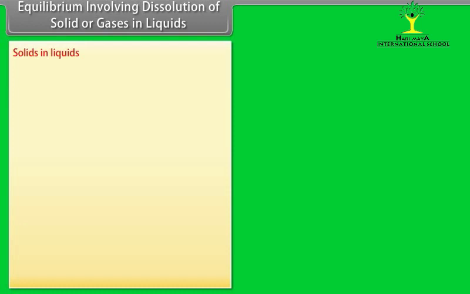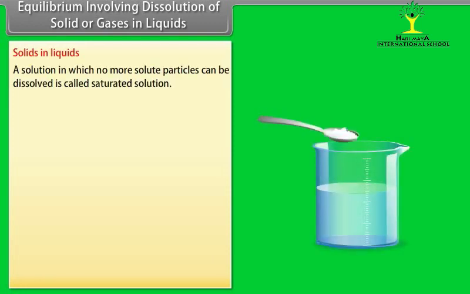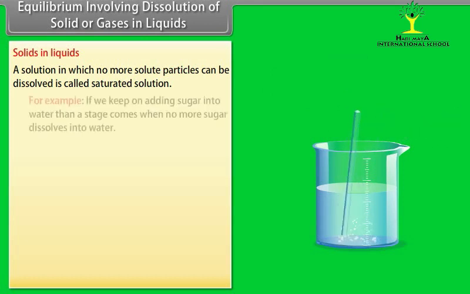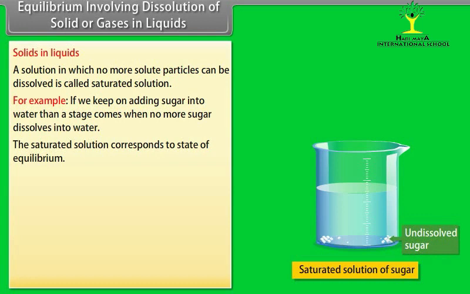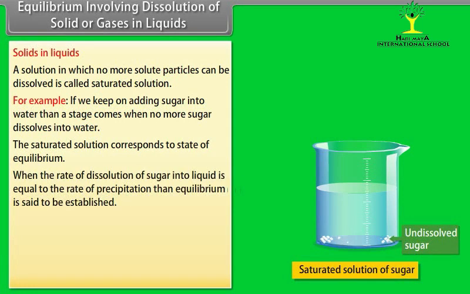Equilibrium involving dissolution of solid or gases in liquids. Solids in liquids. A solution in which no more solute particles can be dissolved is called saturated solution. For example, if we keep on adding sugar into water, then a stage comes when no more sugar dissolves into water. The saturated solution corresponds to state of equilibrium, when the rate of dissolution of sugar into liquid is equal to the rate of precipitation. Then equilibrium is said to be established.